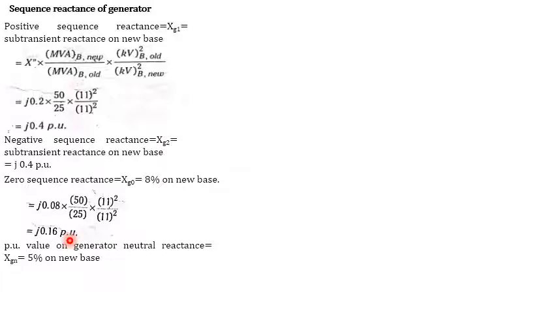One more thing we need to look into: the generator has a neutral reactance. How much is it? 5%. We have to observe this carefully, so we have to calculate XGN. That 5% is nothing but 0.05. The new MVA is 50, the old is 25, and the voltage is the same, 11 by 11. So we get 0.1 per unit. These values are subjected to the generator.